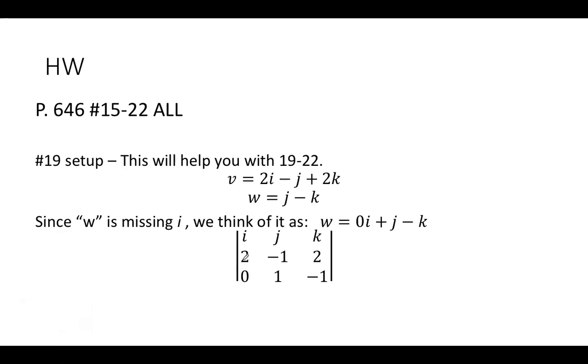So your setup would be, again, I, j, k always on top. Then your V is 2, -1, 2. That's where I got 2, -1, 2. While your W is 0, the invisible 1, the invisible -1. And then continue from there.